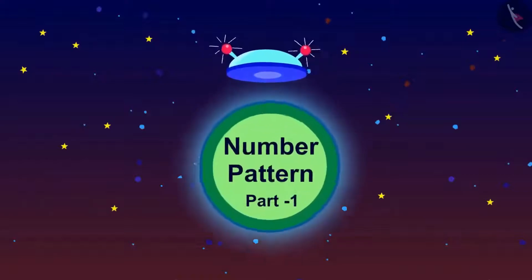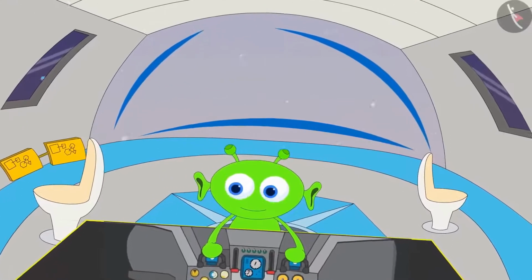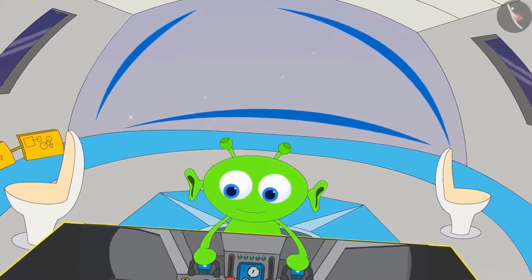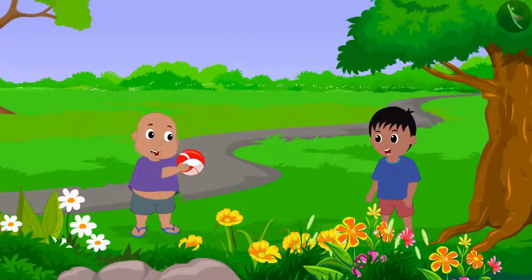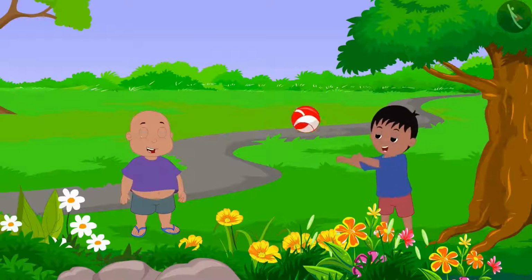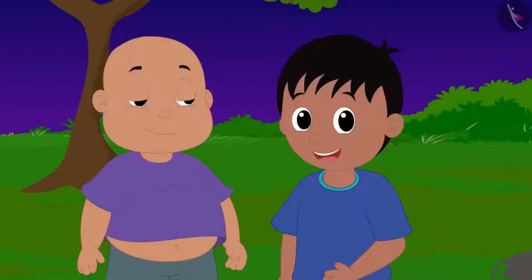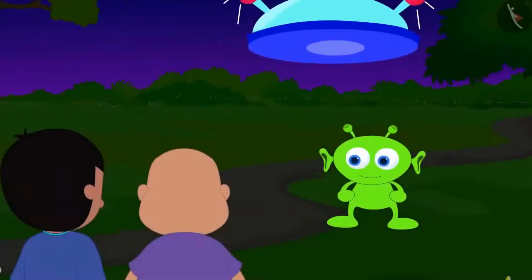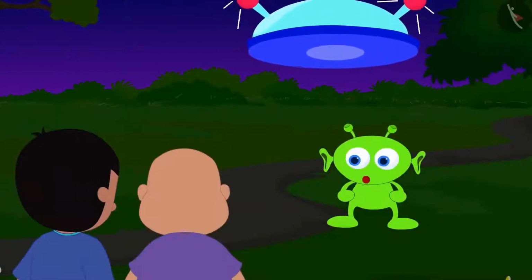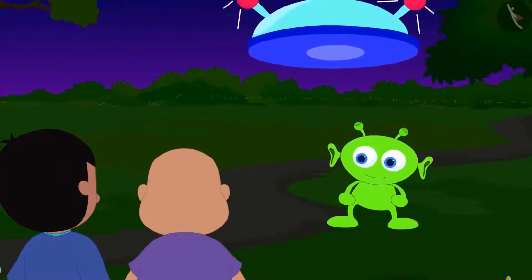Learn about number patterns. The alien is going to meet Raju and Bablu today with his flying saucer. Raju and Bablu were playing in the park when the alien also reached there. Raju and Bablu are very happy to see the alien. The alien told them that today he will take them to a unique world.